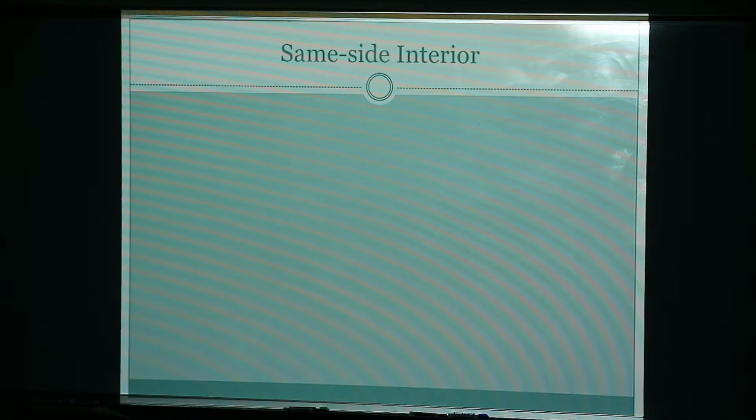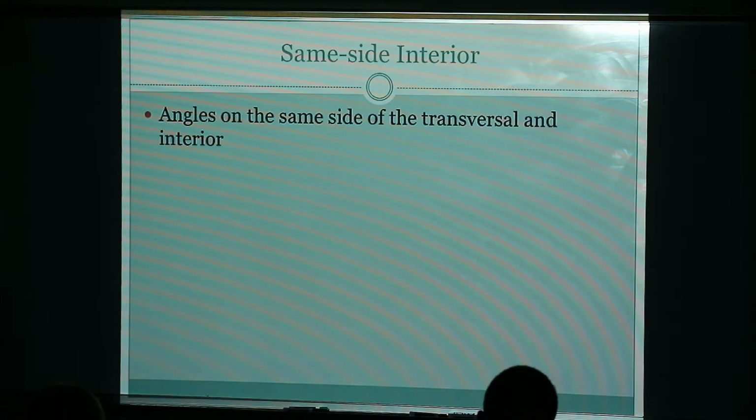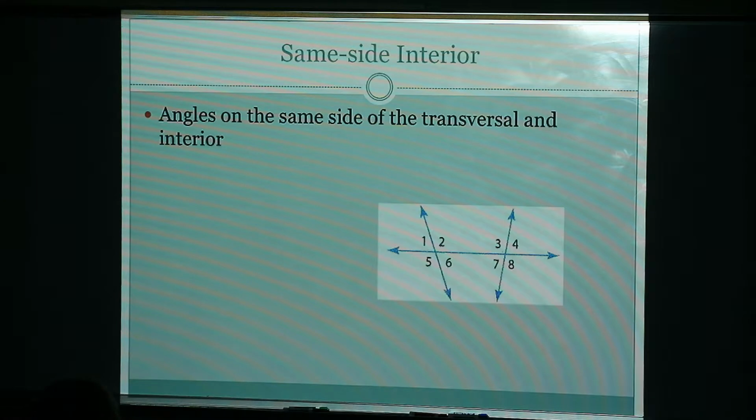These are same side now, not alternate. Same side. So the definition: they have to be on the same side of the transversal, and they have to be interior angles. So I'm going to give you that similar picture I showed you earlier. Which ones are the interior just for right now? 6, 7, 3. Good. Those are the actual pairs.